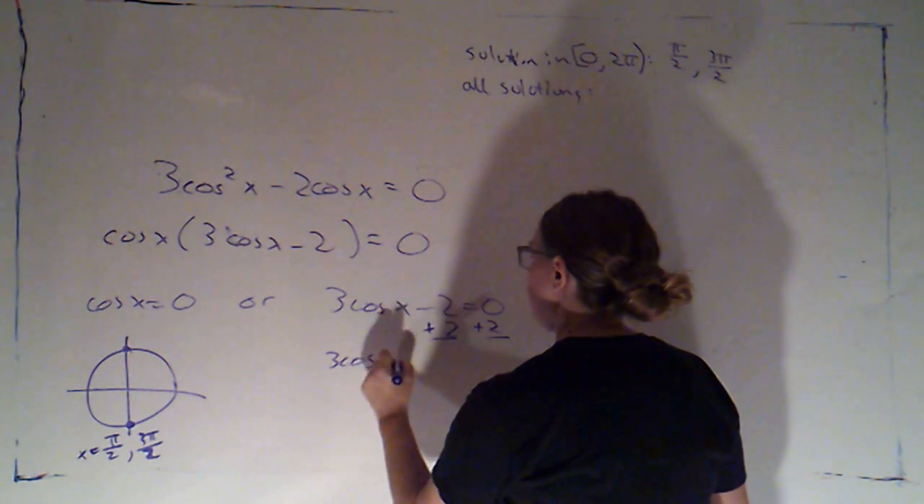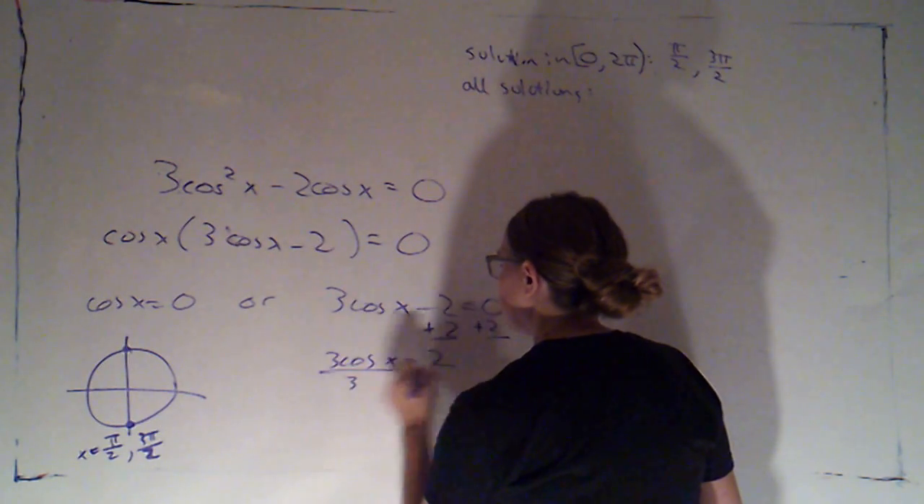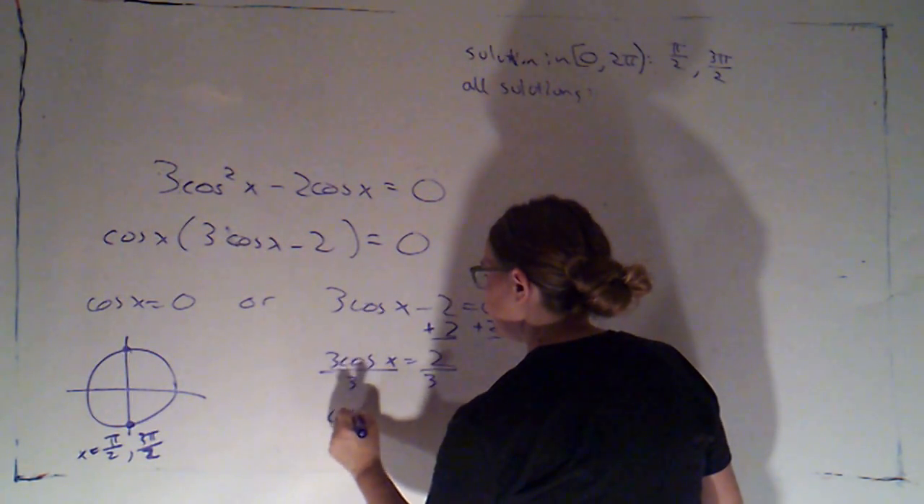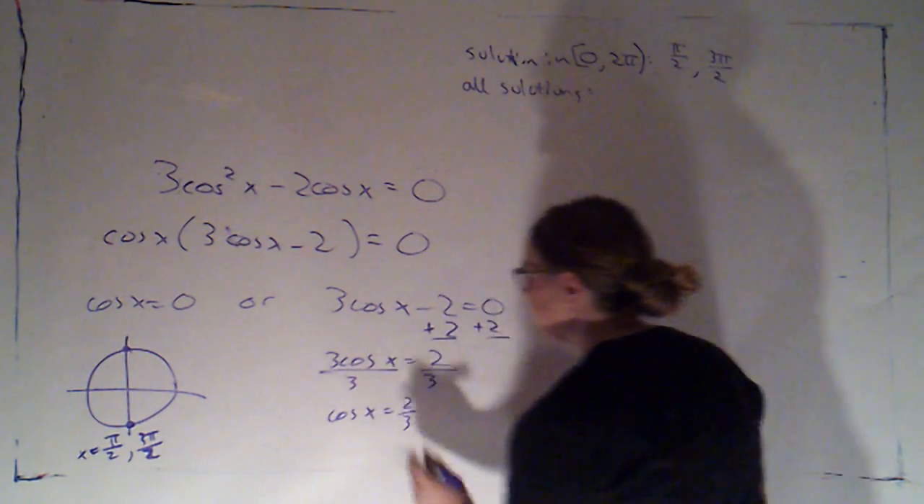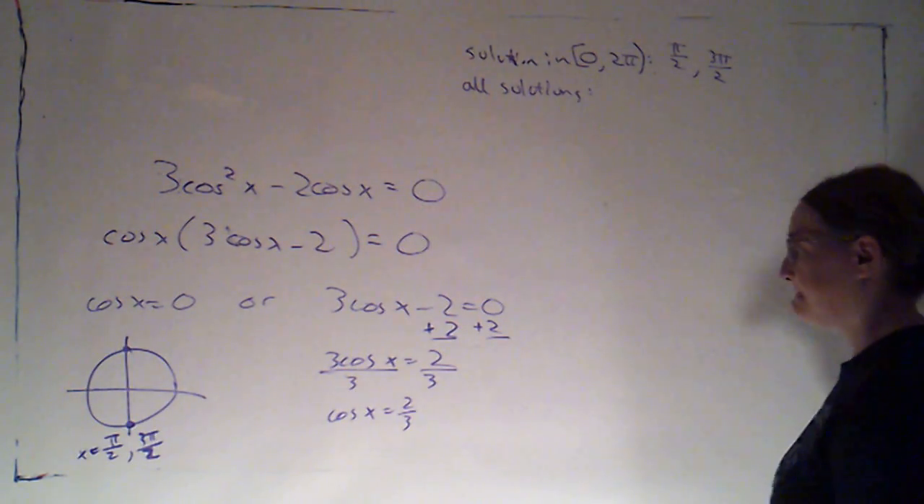Here, I'm going to isolate the cosine, so I'll add the 2 over. So 3 cosine x equals 2. Divide by 3. Cosine x is 2/3.